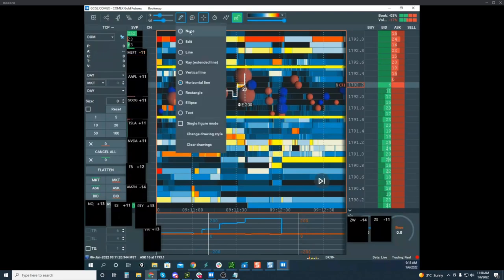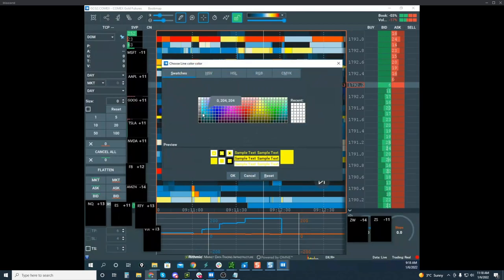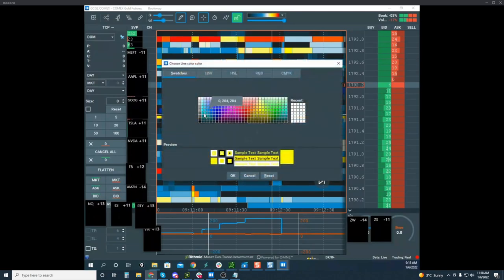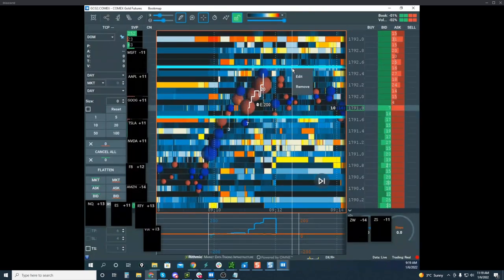Gold's in trouble too, by the way. We'll go over that quickly, bigger picture stuff I'm talking. All right, so that's that zone. That doesn't look great.